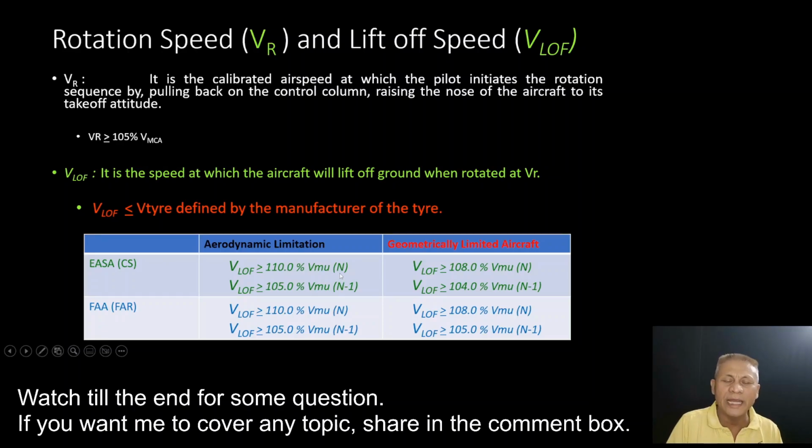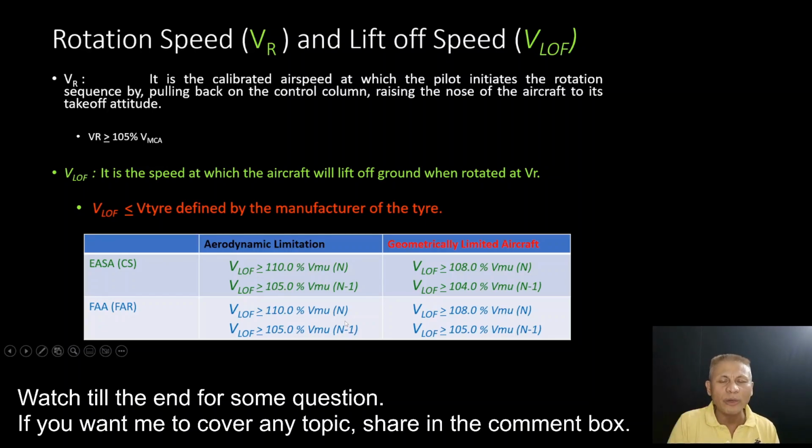My VLOF should be at least equal to or higher than 110% of my VMU, minimum unstick speed, with all engines operating under the EASA rule. And my VLOF should be at least higher than 105% of the VMU with one engine failure. As far as the FAA or the FAR is concerned, my VLOF has to be at least greater than or equal to 110% of my VMU with all engines operational and 105% of the VMU with one engine operational.